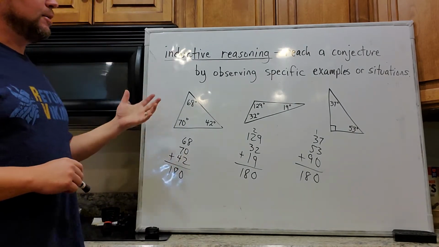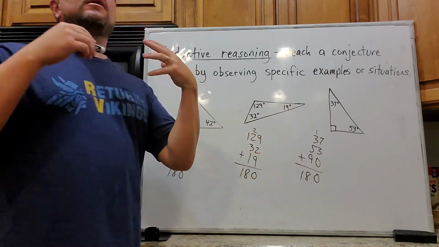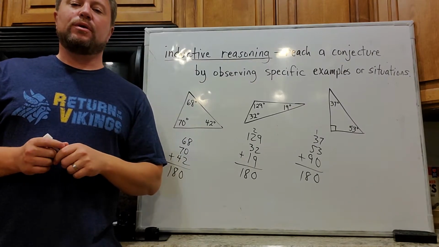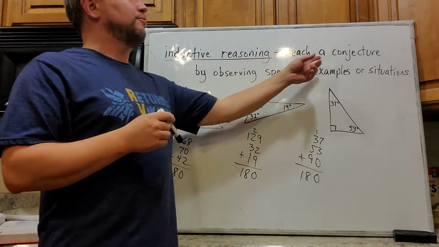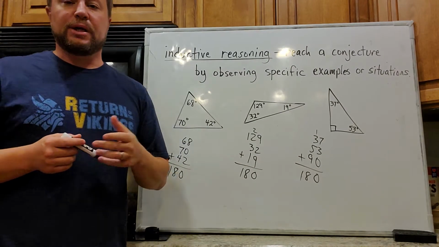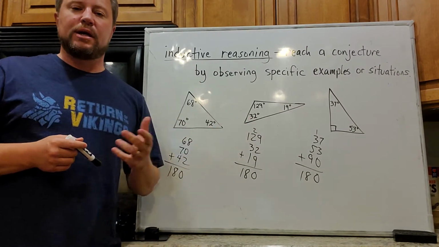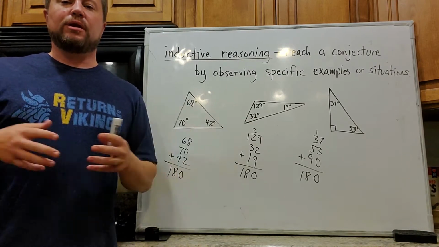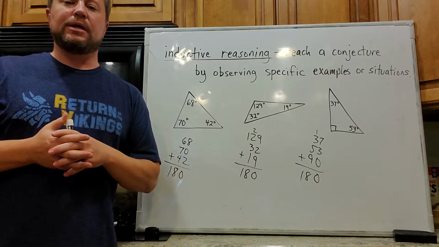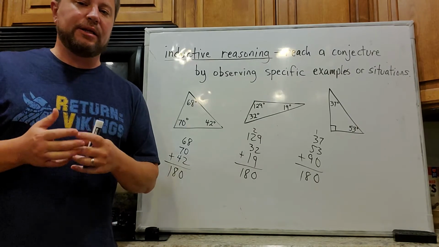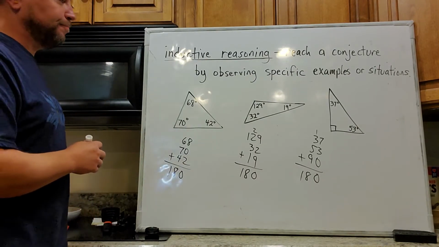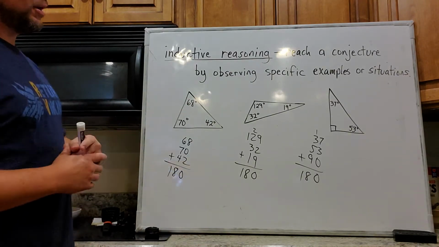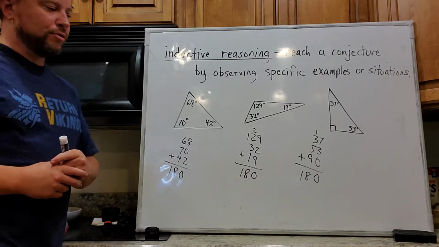Now that I've realized, after these 3 examples here, and the more examples, the better. The more examples you come up with, the more confident you're going to feel in your conjecture. Because sometimes if you only have a few examples, that might be misleading. But the more examples you have, you tend to cover more and more possibilities, and you feel more confident in your conjecture. Okay, so that would be my conjecture on this one, that all triangles have angles that add up to 180.